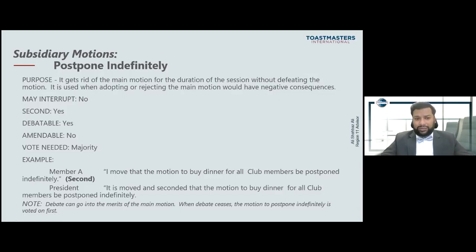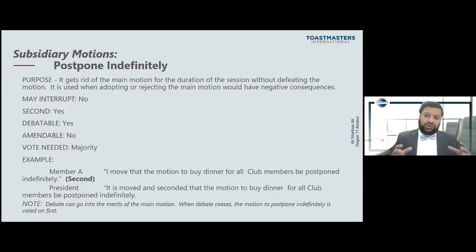I'll give you an example. I move that the motion to buy dinner for all club members be postponed indefinitely. President, the president says it has been moved. Suppose this motion has been seconded by member A. The president has to repeat, like any motion: it has been moved and seconded that the motion to buy dinner for all club members be postponed indefinitely.